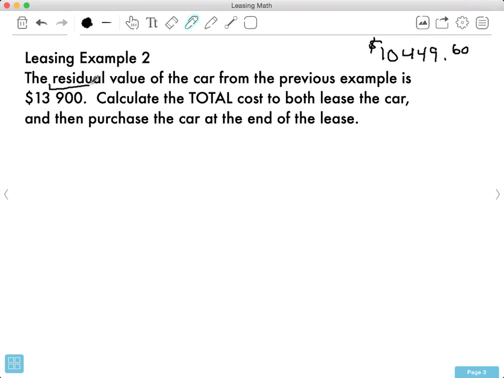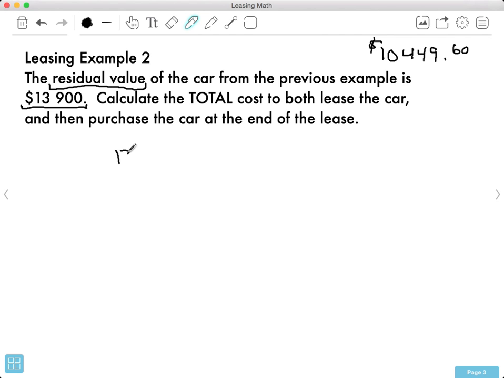Now residual value is how much they will sell you the car for at the end of the lease. They don't charge you full price because now it's a used car. So they'll charge you about what they could make for selling it as a used car on their lot. So the residual value of the car from that last example is $13,900. I just made this number up for the example. Okay, the car dealership would tell you how much the residual value is. So calculate the total cost to lease the car and then purchase it at the end of the lease.